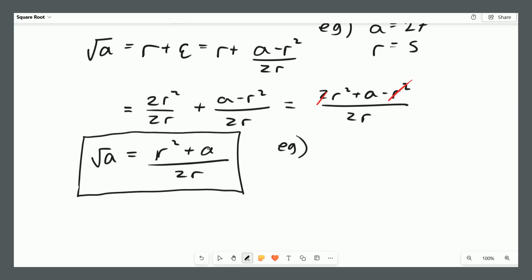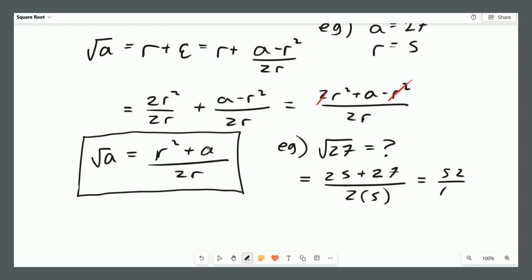So for example, we want the square root of 27. Well, that's going to equal 25 plus 27 divided by 2 times 5. 25 plus 27 is 52, and we divide that by 10, and we get 5.2, which is exactly the answer that we got before.